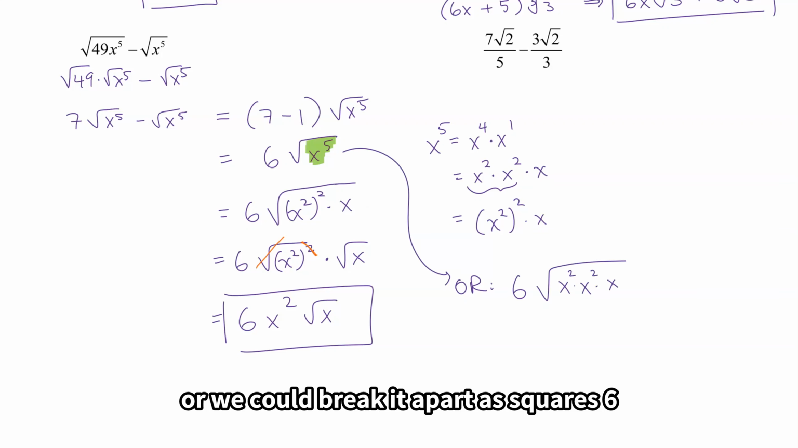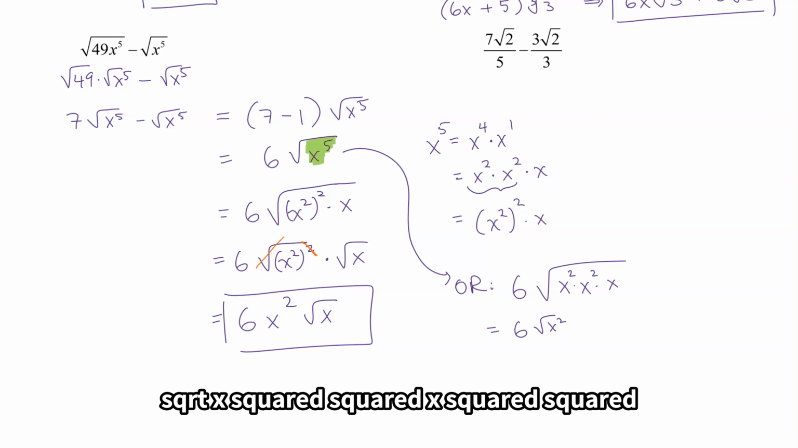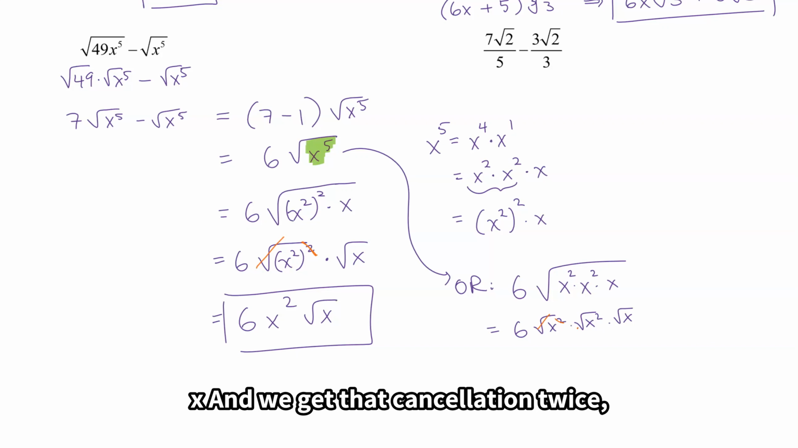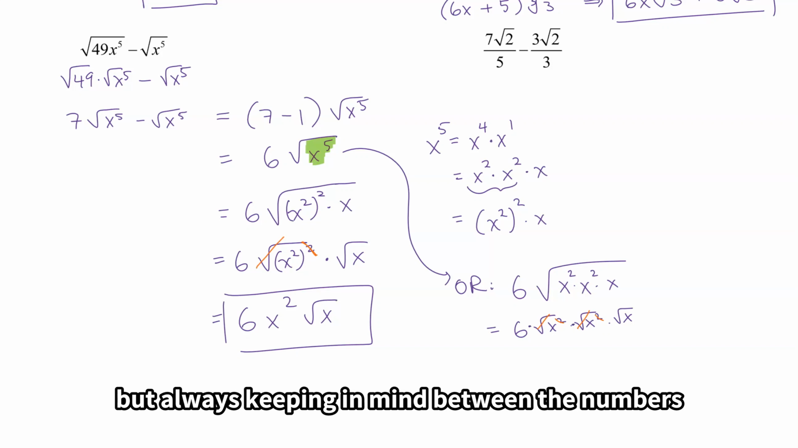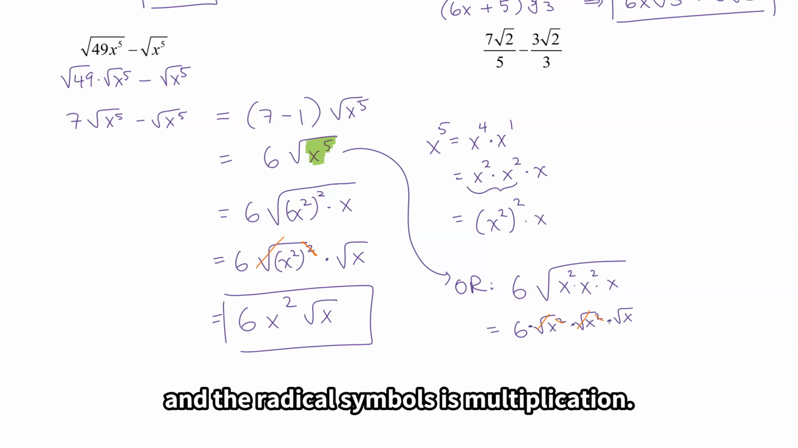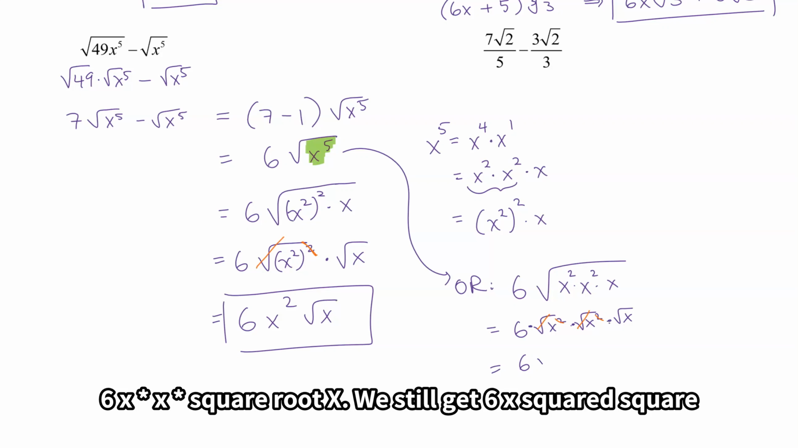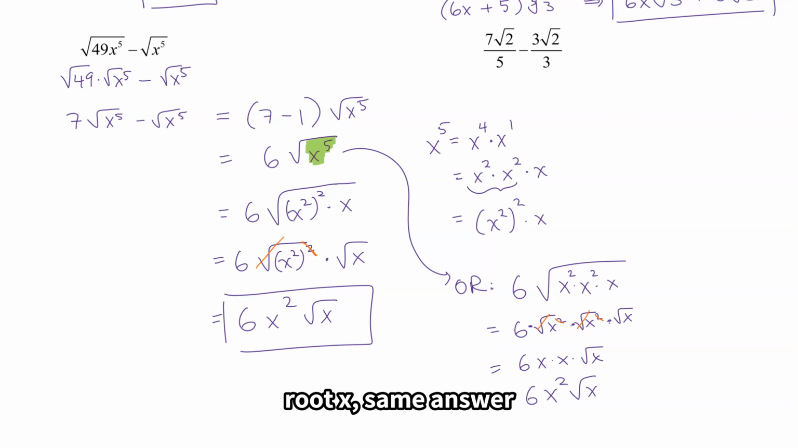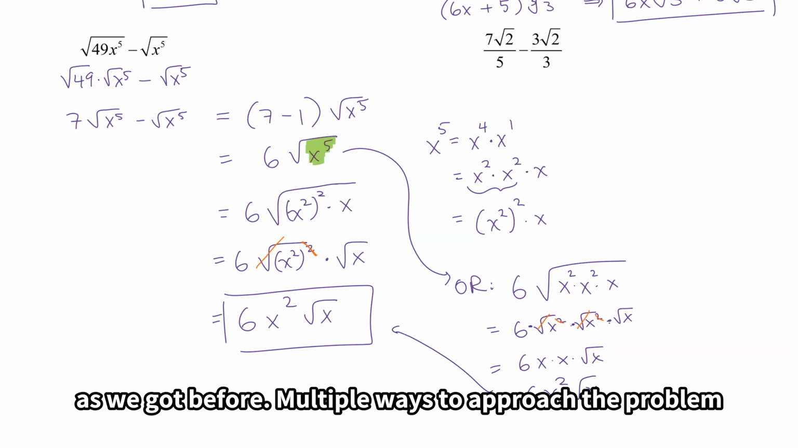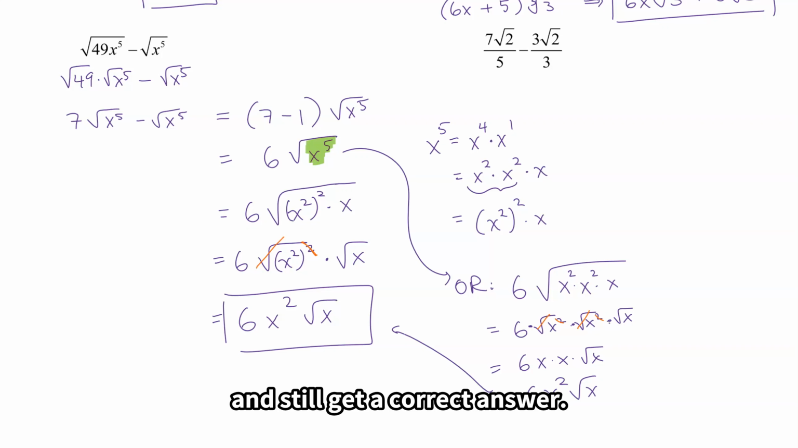Or we could break it apart as squares: 6 square root x squared square root x. And we get that cancellation twice. But always keep in mind that between the numbers and the radical symbols is multiplication. 6x times square root x. We still get 6x squared square root x. Same answer that we got before. Multiple ways to approach the problem and still get a correct answer.